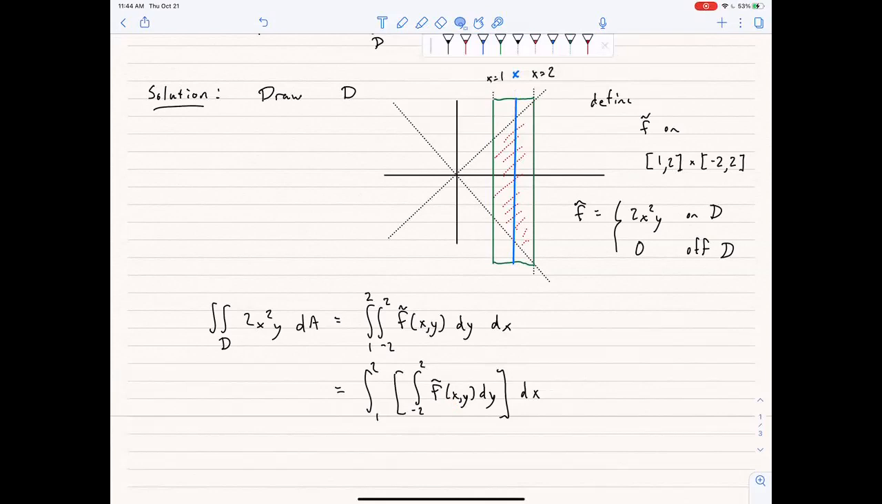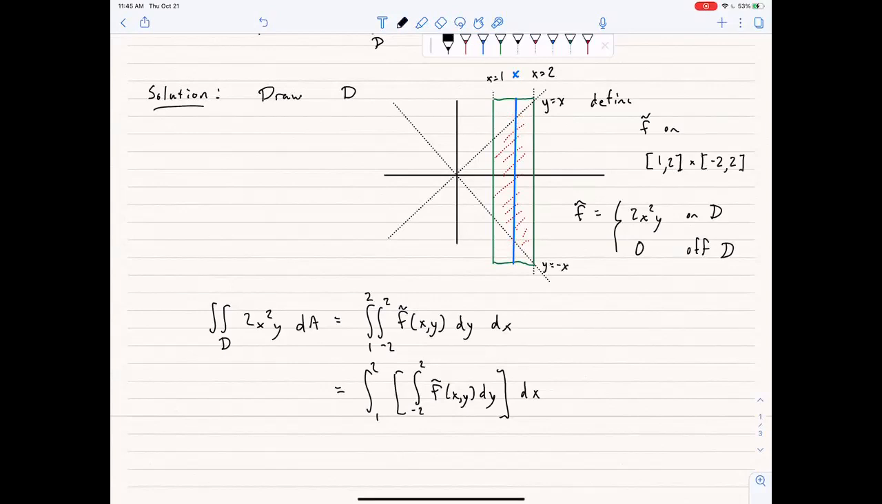But now we have this picture from part A, where along this part of the blue line, the function's 0. And then along the in-between, the function is this 2x squared y. So if we want an integral from -2 to 2 of this function, it's the same as the integral from this value of y to this value of y, of 2x squared y. But what are these two values? Well, this line here is y equals x, and this line is y equals minus x.